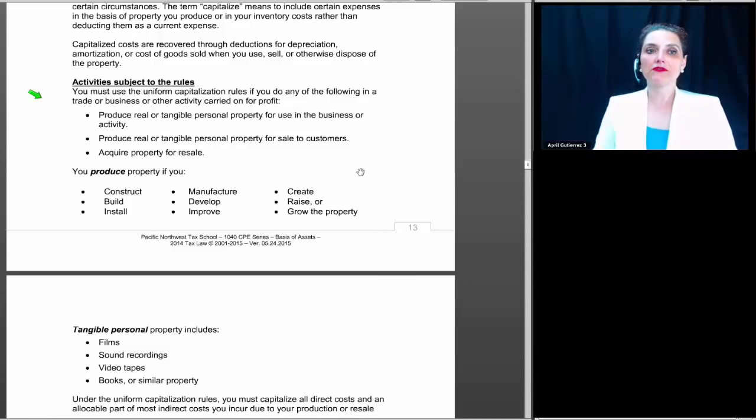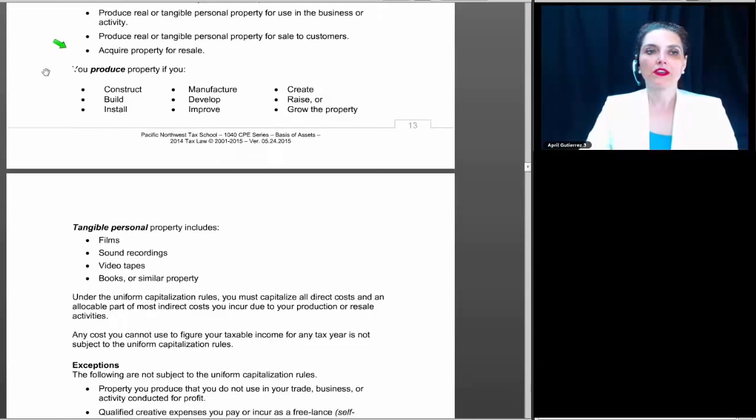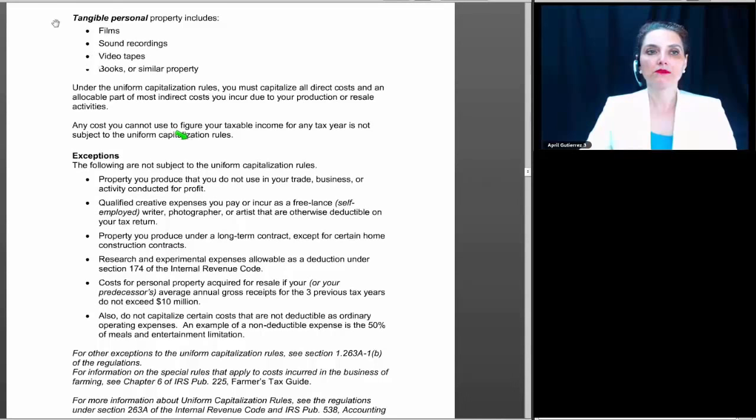But you must use the uniform capitalization rules if you do any of the following in a trade or business or other activity that you carry on for a profit, including production of real or tangible personal property for use in the business or activity: you produce real or tangible personal property for sale to customers, or you acquire property for resale. You are considered to produce property if you construct, build, install, manufacture, develop, improve, create, raise, or grow the property. Tangible personal property includes films, sound recordings, videotapes, and books or other similar property.